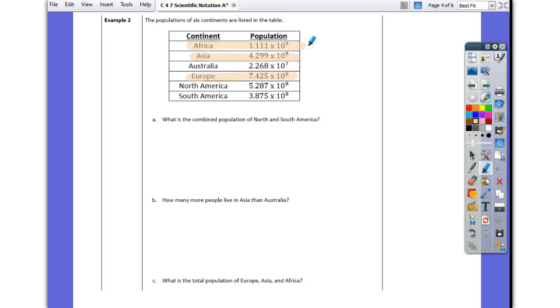So how do you guys want to do this? You want to change the 8 right away, or do you want to add these together right away and then add it to that? Change the 8 right away? Alrighty, we can do that. So what do I need to do? Move it to the left once? So my new number is 0.7425 times 10 to the 9th power.